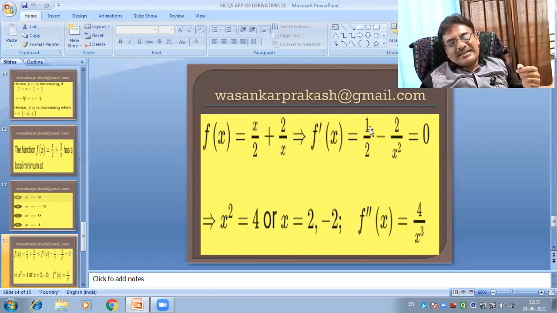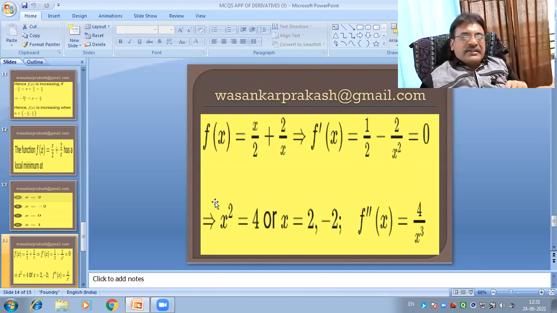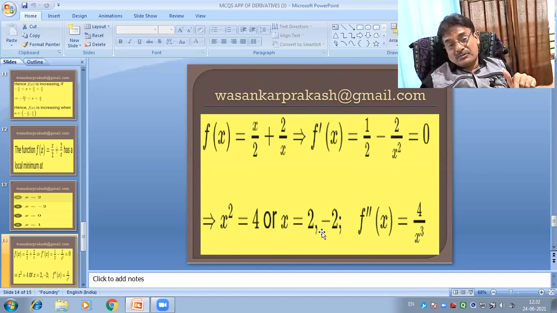So by solving this, x square into 1, x square, 2 into minus 2, minus 4, so minus 4 upon 2x square, and that equals 0. That is, x square minus 4 equals 0. Therefore x square is equal to 4. Then we take the square root of both sides. x is equal to plus minus 2. Therefore x is equal to 2 or x is equal to minus 2.